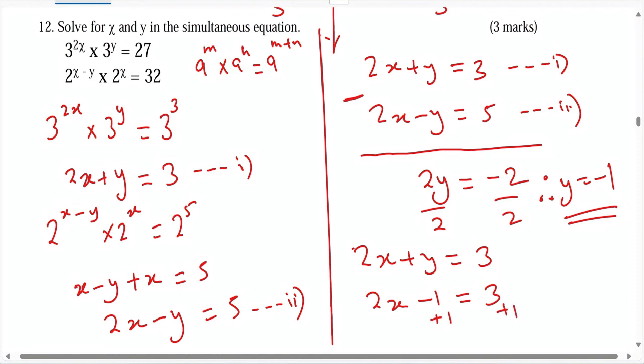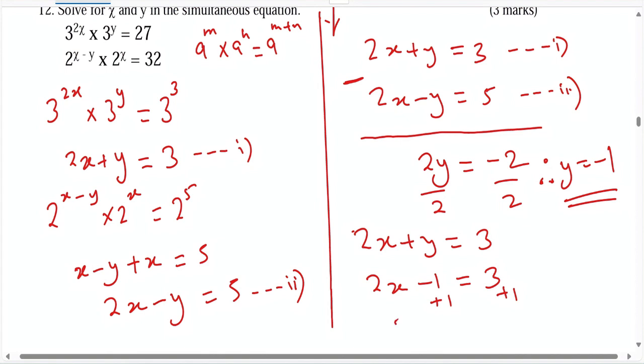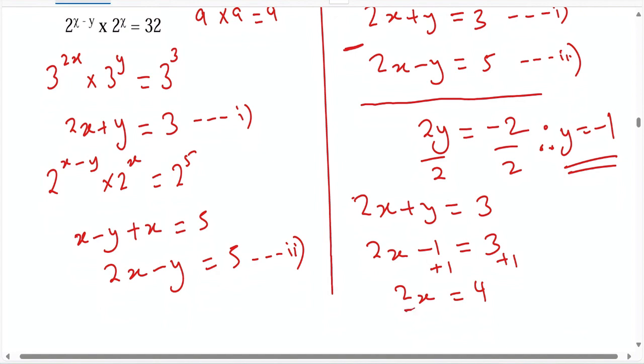Okay. Itakuwa 2x is equal to 4, and then divide by 2, divide by 2. X yetu ngapi? Ni 2. Si rahisi. So ushapata x na y.